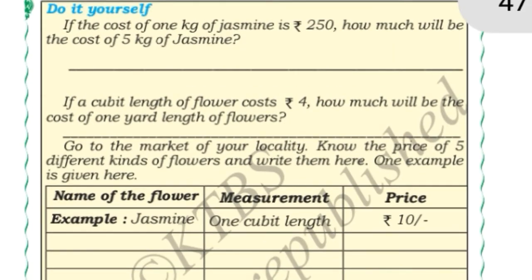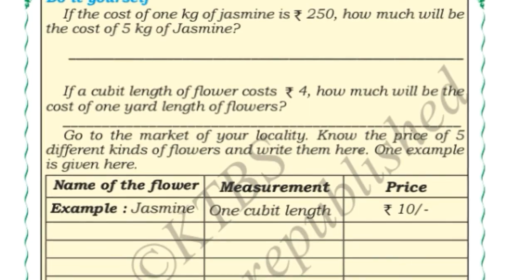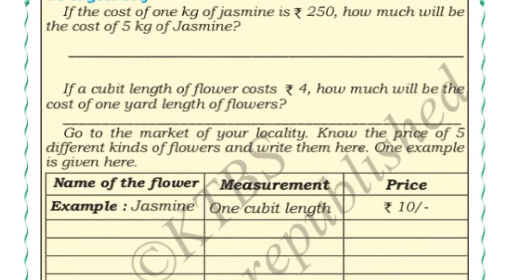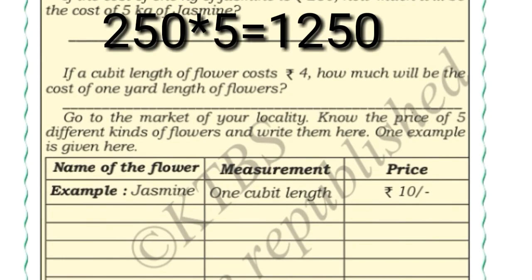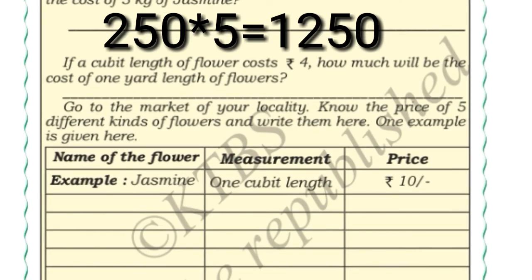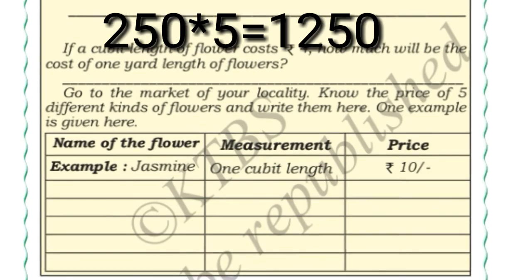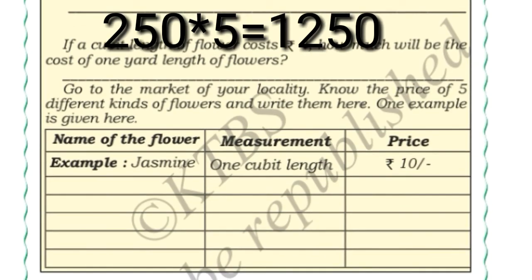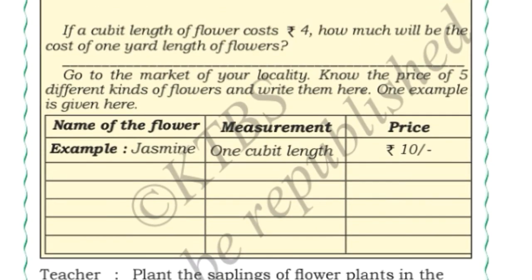See children, if the cost of 1 kg of jasmine is rupees 250, how much will be the cost of 5 kg of jasmines? If 1 kg is equal to 250, then for 5 kg we have to multiply 250 into 5. Okay, 5 zeros are 0, 5 fives are 25. 5 we will write, the 5 in the unit place we will write here, and 2 we will take as carry. 5 twos are 10, 10 plus 2 is 12. The answer is 1250 rupees.